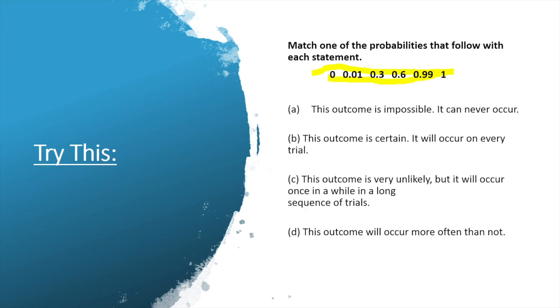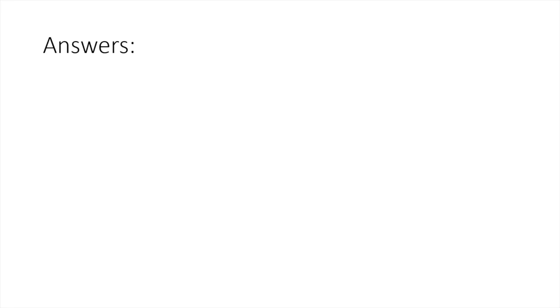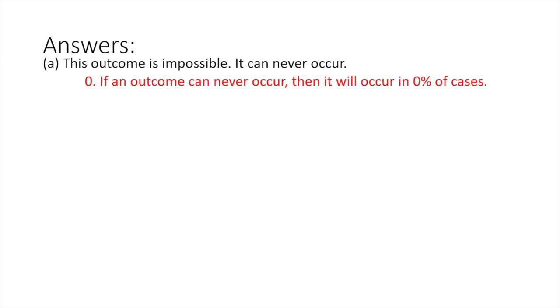So I'm guessing you're doing pretty well with A through C. And then D, maybe we need to stop and think about that one. So here we go with the answers. So for A, the outcome's impossible, it can never occur. I bet you got 0. Bet you got that one right. In fact, I'm about 100% sure that you probably got that right.